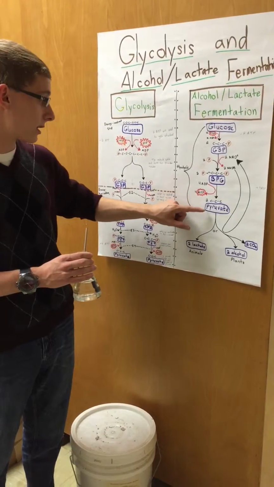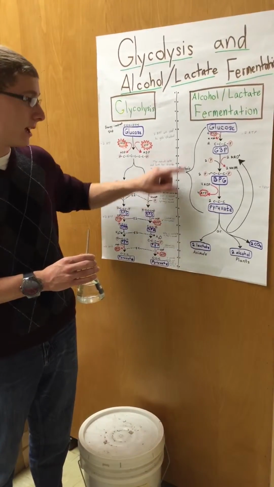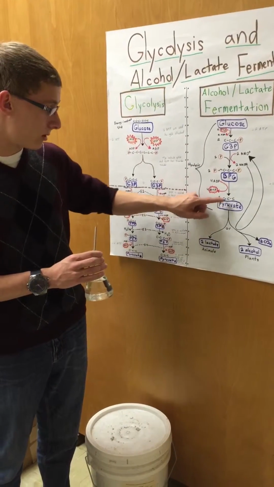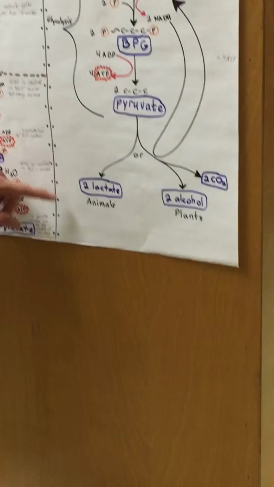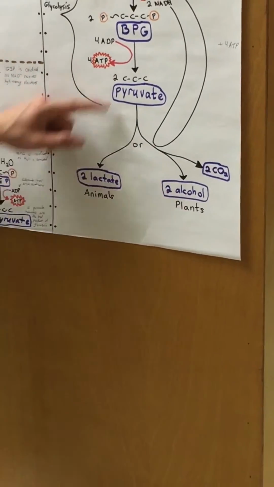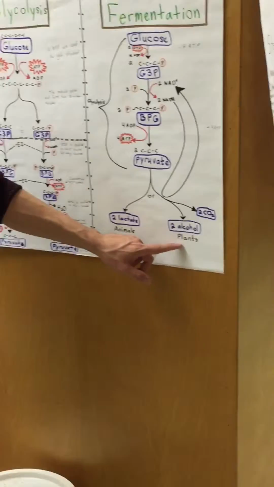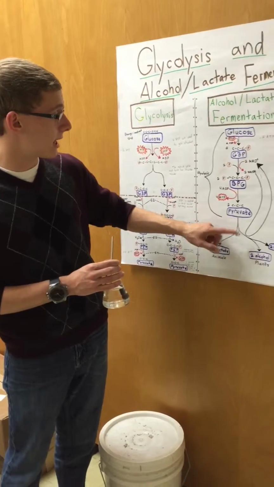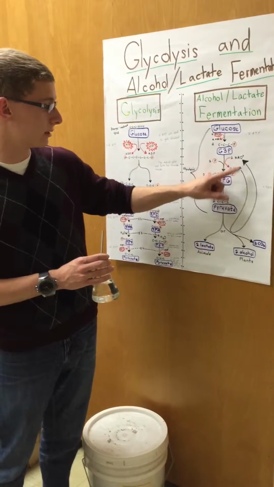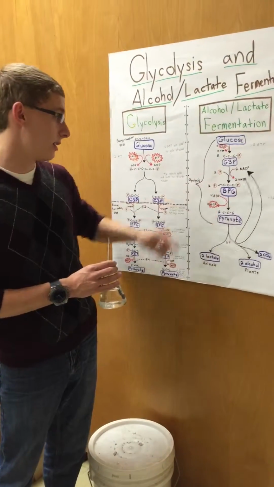After glycolysis, we end with the two 3-carbon pyruvate molecules, which then, if it's an animal, will go this route and be changed into 2 lactate molecules, or if it's a plant, will release 2 CO2 molecules and 2 ethanol alcohol molecules. The 2 NADH that are created are just recycled back into NAD to be used once again.